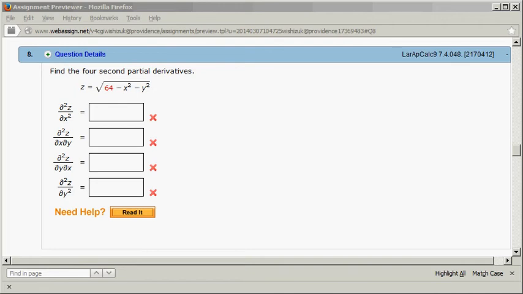Okay, let's look at the homework 7.4, 7.5, problem number 8. Right, so we have this function of two variables, and we want to find all four second partials. Right, so let's do that.